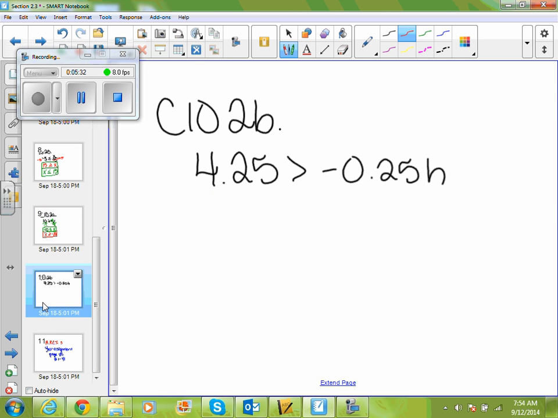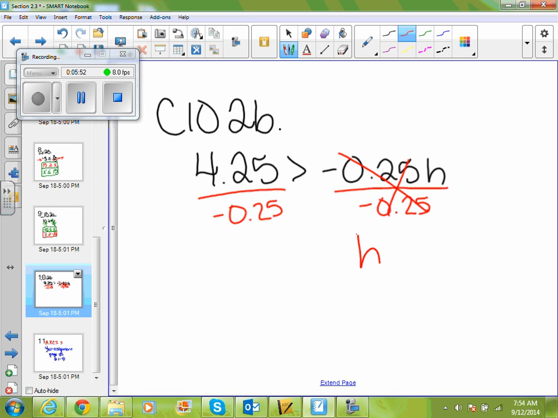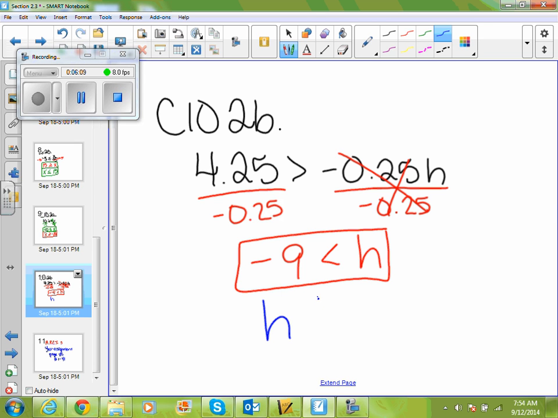Okay, if we look at one more, 4.25 is greater than negative 0.25h. In order to get rid of that negative 0.25, I need to divide by negative 0.25 and divide by negative 0.25. These then cancel, bring down my h, flip my inequality symbol, and 4.25 divided by negative 0.25 is negative 9. Again, negative 9 is less than h is a correct answer, but we always want our variable on the left. So I'm going to flip this again so h is greater than negative 9.